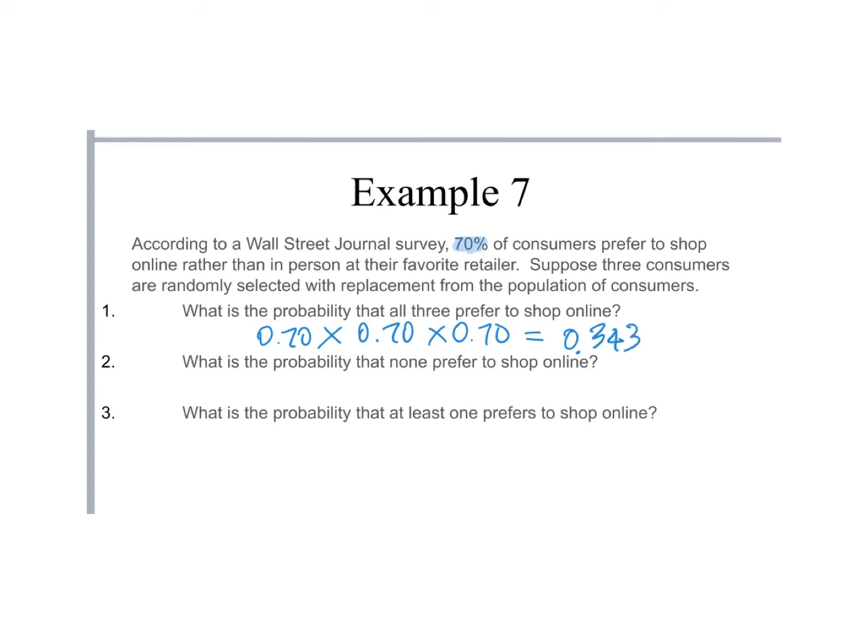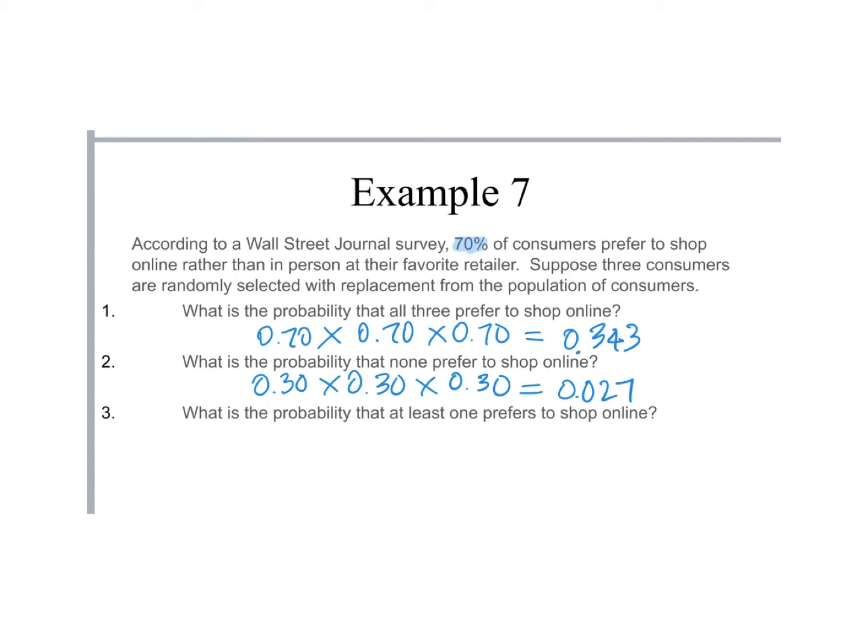Okay, so second question. What's the probability that none prefer to shop online? Well, remember the rule of complements, right? If you prefer to shop online, that probability is 70%. What's the probability that you don't prefer to shop online? Well, that's going to be 30%. So all 3 of them would come out to be 0.027.